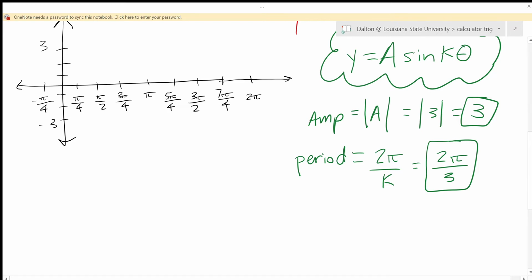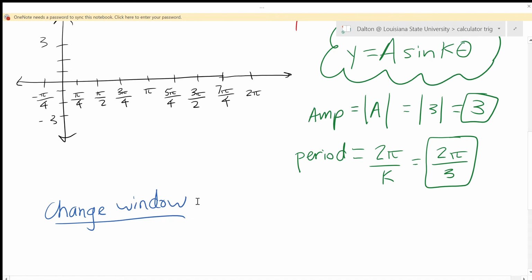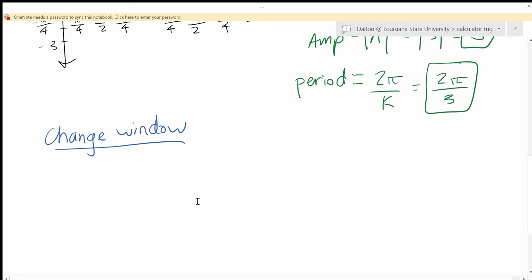Okay, fantastic. So here's the issue. If you're going to try to graph this on the axis that I've provided you with, the x-axis is not counting by normal integers like 1, 2, 3, 4, 5, and all the way to 10, right? It's counting by radians. So in order to use the calculator to help you graph this, we want to change our window.